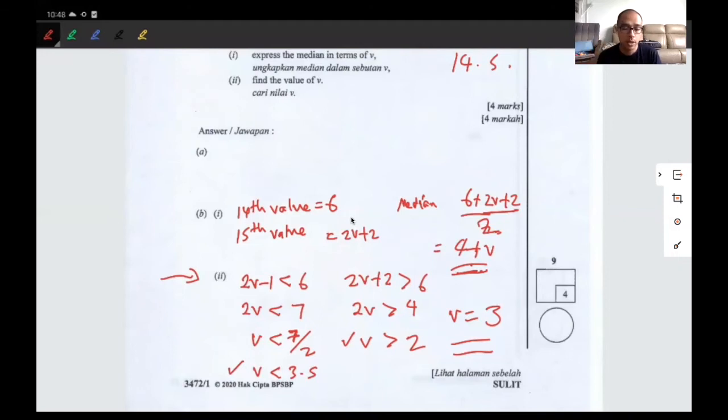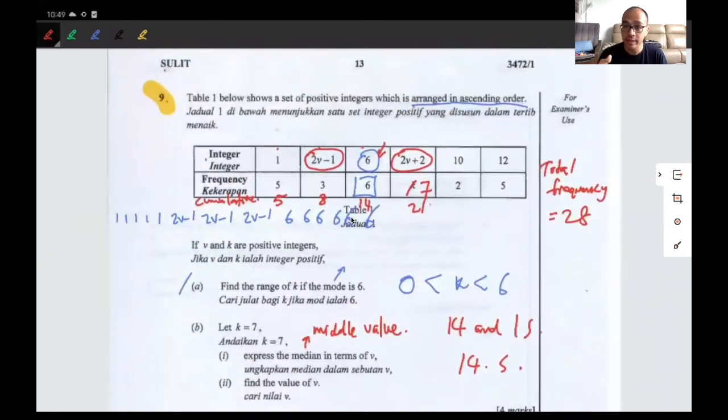Okay? So I would say this is a slightly difficult question because we have to recall form 3 linear inequalities. And of course, our understanding of statistics also has to be strong in order for you to answer this question.